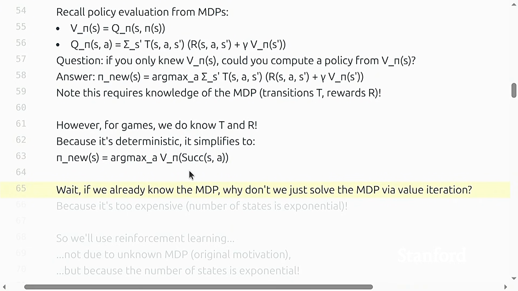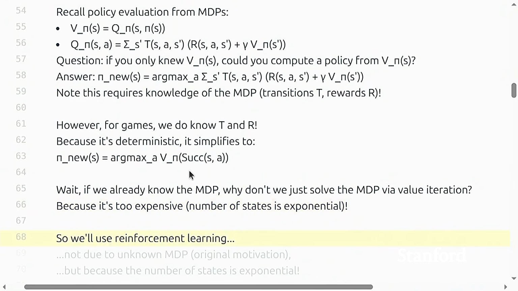Well, wait a minute. But if we already know the MDP, then why are we using reinforcement learning? I thought the whole point of reinforcement learning is that you don't know the MDP. If you know the MDP, just do value iteration. So in principle, you could also do value iteration for games because, in some sense, there's no need to learn anything. You already have everything in front of you.